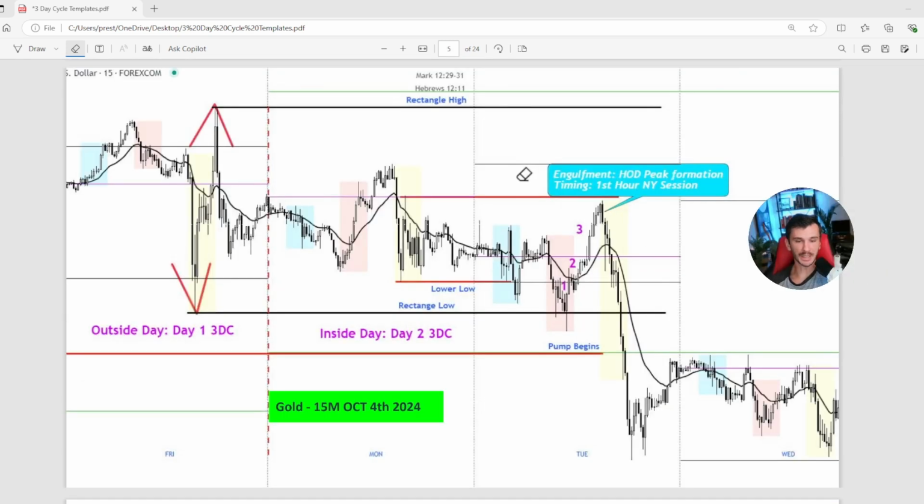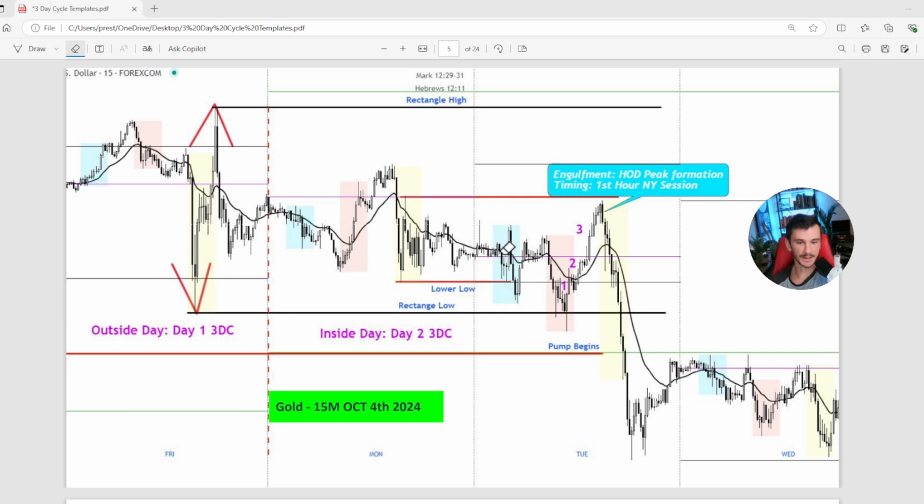Another good 3-day rectangle example. This is gold 15-minute chart on the 4th of October. Now this was an outside day all in one day where they spiked up, they spiked down, and then it basically made a high and a low. So this is the rectangle high and low. Now on the inside of this rectangle, it starts to coil and get a little bit tighter.